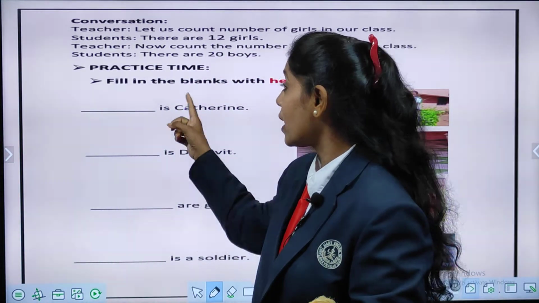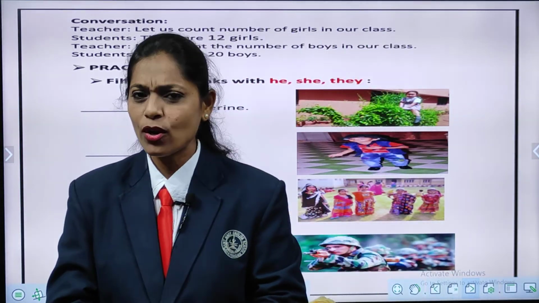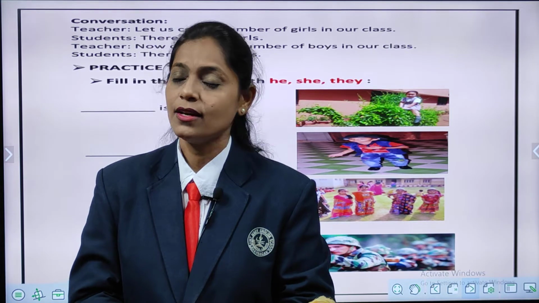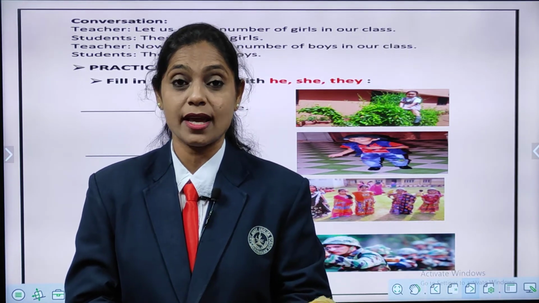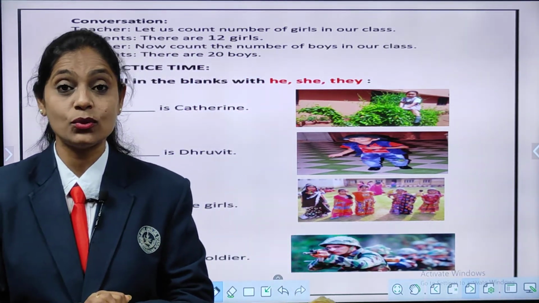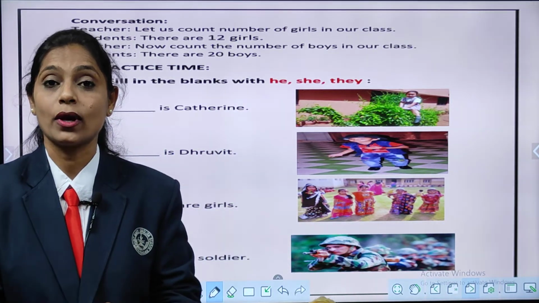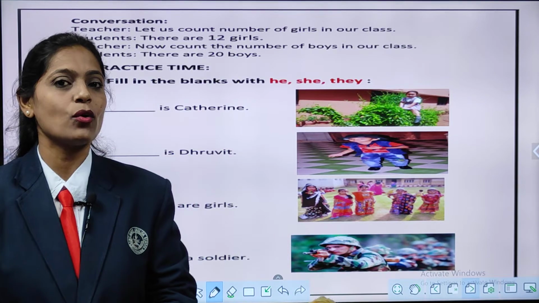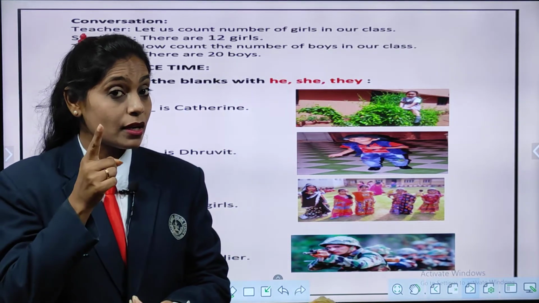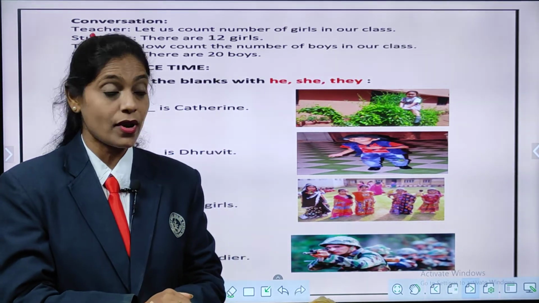Okay, now there is some exercise and all of you are fond of doing exercise, right? So, here we are going to do some exercise. For that, what are we going to do? Yes, you are going to do this exercise in your book. But just now we are going to do it orally. So, listen properly because you must remember this, right?